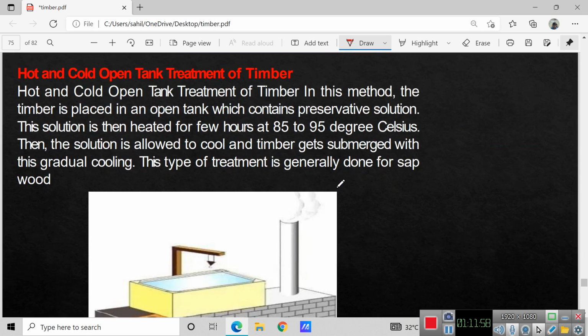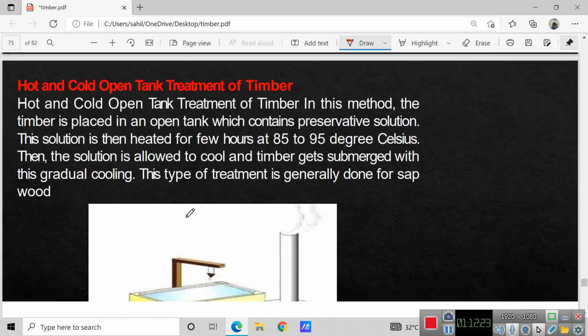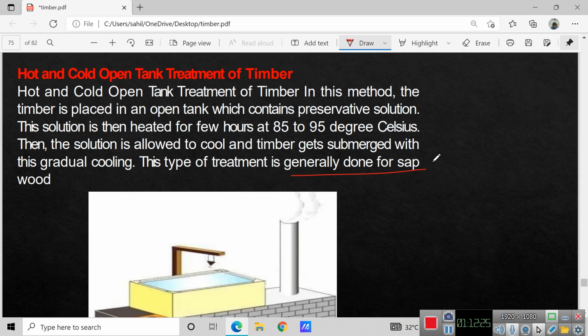Now, hot and cold open tank treatment of timber. In this method, the timber is placed in an open tank which contains preservative solution. This solution is then heated for a few hours at 85 to 95 degrees Celsius. Then the solution is allowed to cool and the timber gets submerged with this gradual cooling. This type of treatment is generally done for sapwood. So this is a special treatment generally done for sapwood.